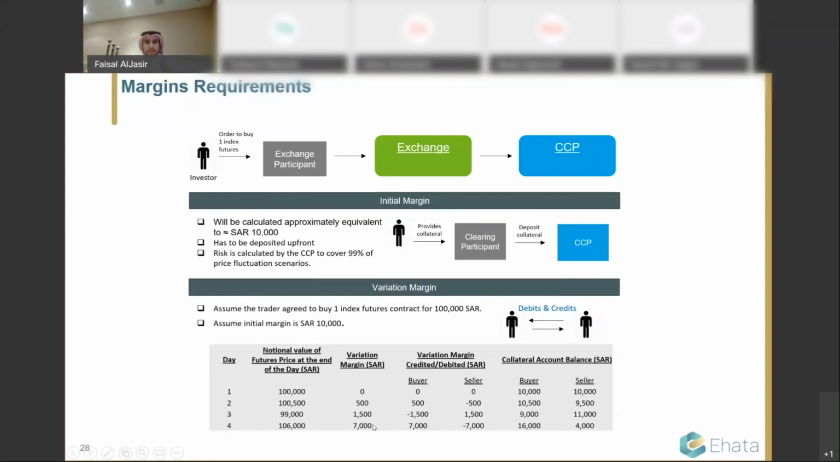A big move happens on the fourth day. The price jumped to 106, and look what happened to the buyer's collateral account, jumping to 16,000, while the seller's account will most probably face a margin call, as his account is around 4,000. So that's an important concept of futures, and this is what marking to market is. This is what happens for the CCP to manage these kinds of positions, and this is what you should expect if you decide to trade futures.